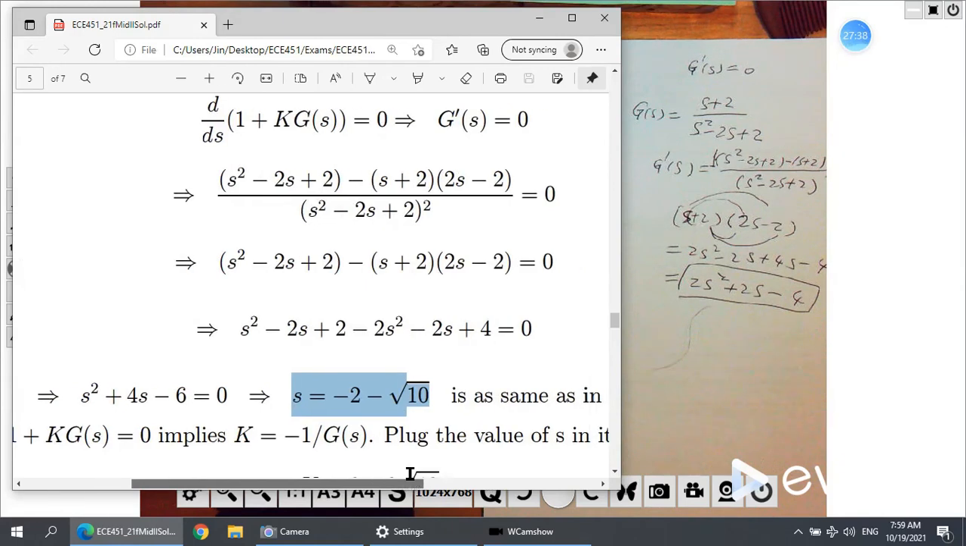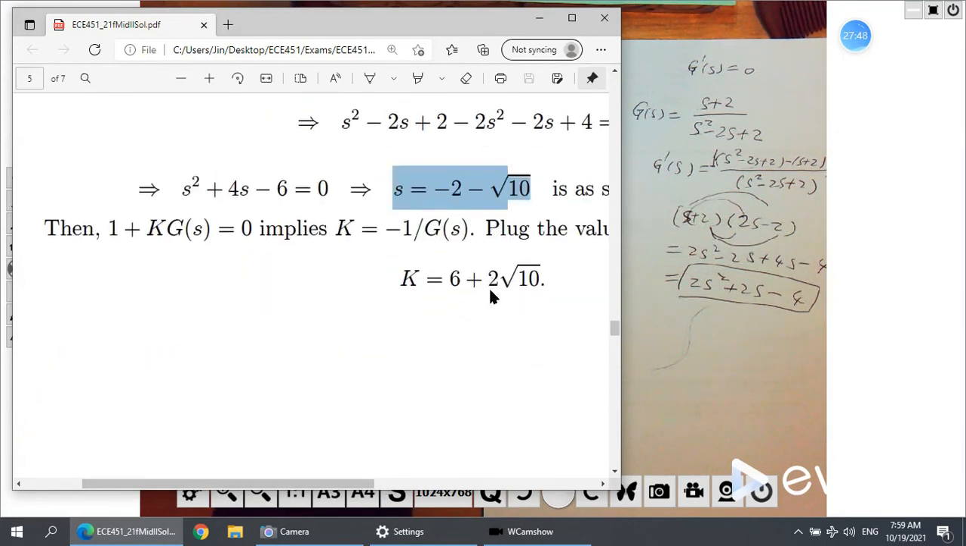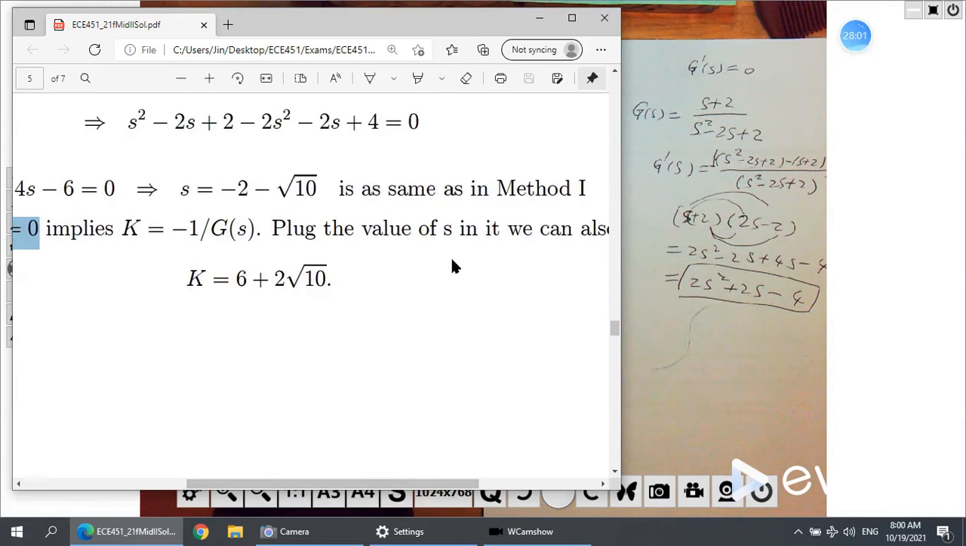Now, of course, if you work in the second method directly, from here to here, you need to use the formula to get it. Okay, after you get s, you want to find k. You want to find k from this one. This one implies k is negative 1 over g. Negative 1 over g, and you plug in what is s.